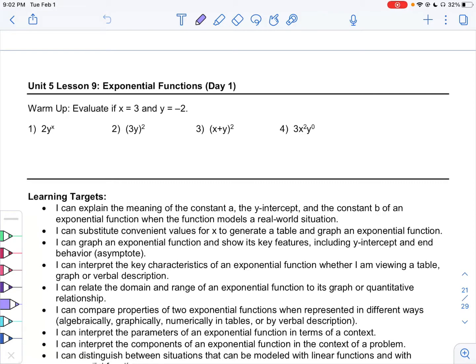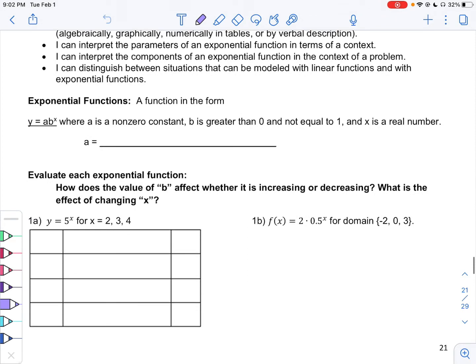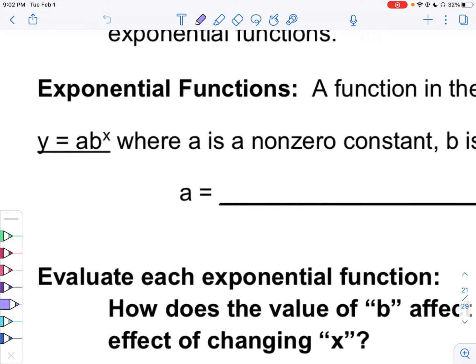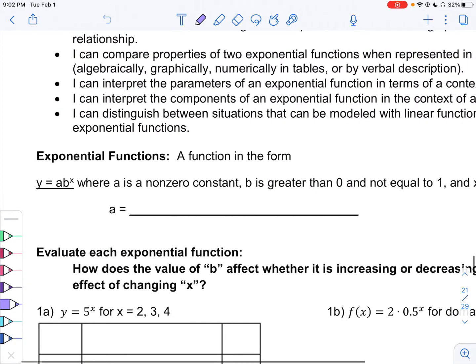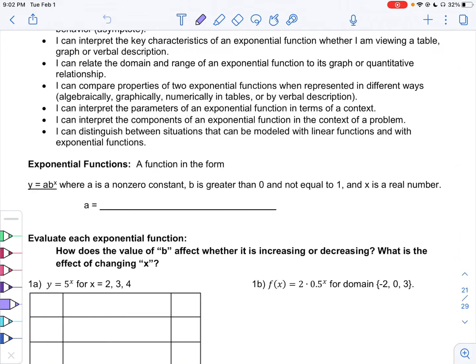Okay, today we are going to be doing day one of exponential functions. An exponential function is this form y equals ab to the x, where a is a non-zero constant, b is greater than 0 and not equal to 1, and x is a real number. All this is really saying is this is the form that we're working with, okay?